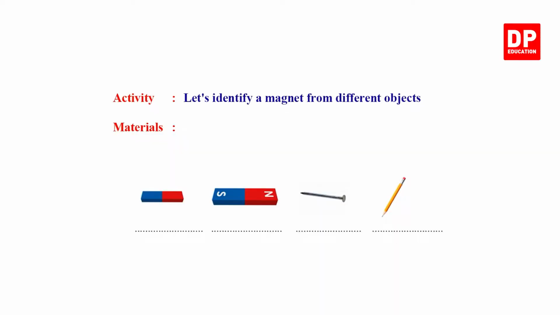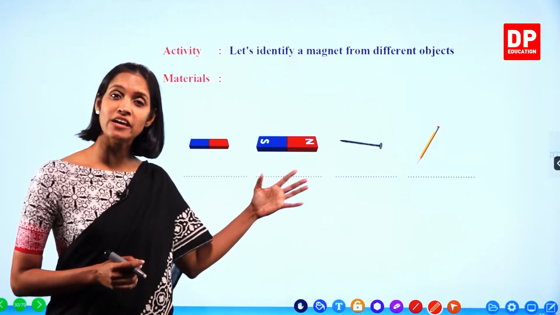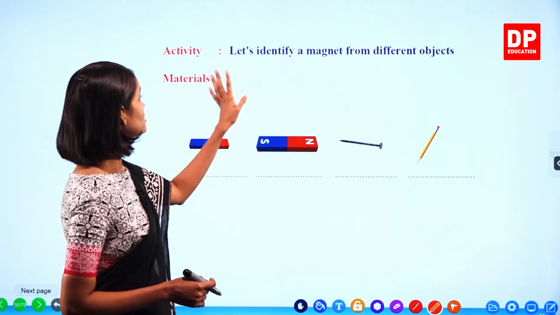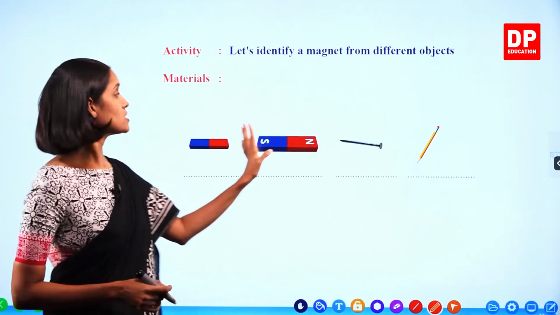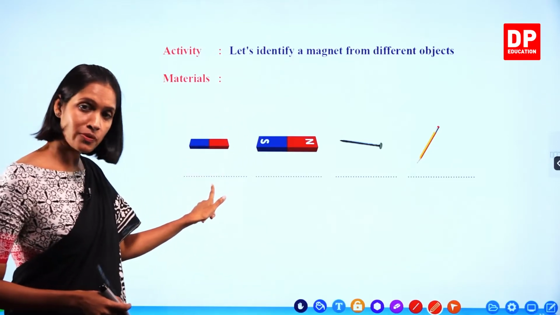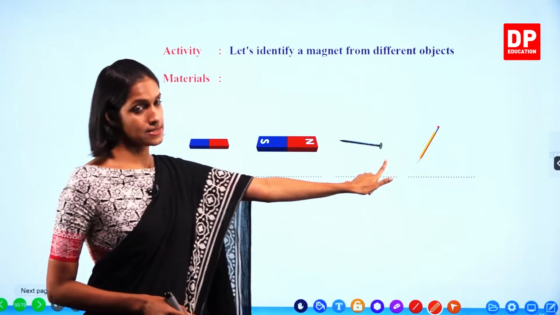We are going to do the next activity. Let's identify a magnet from different objects. After doing this activity, we are going to prove that magnets behave differently than other objects. Okay? So what do we need to do this activity? We need an unmarked bar magnet, a marked bar magnet, an iron nail and a pencil, right?